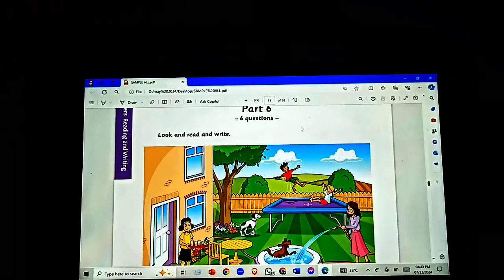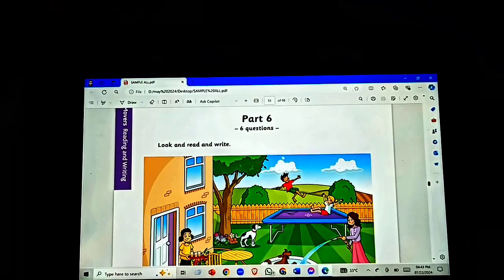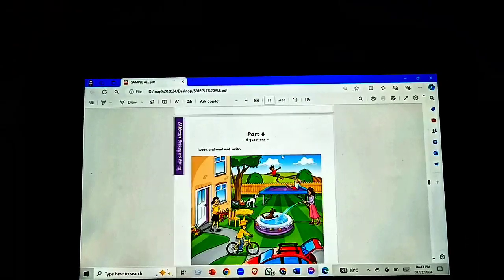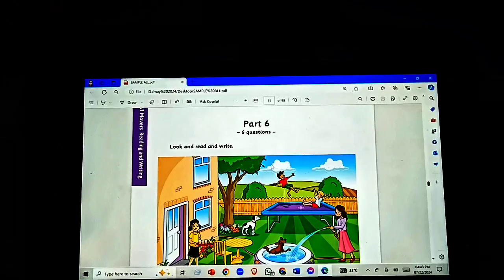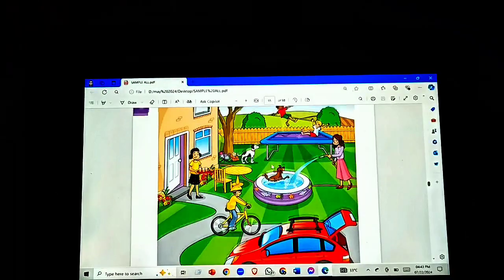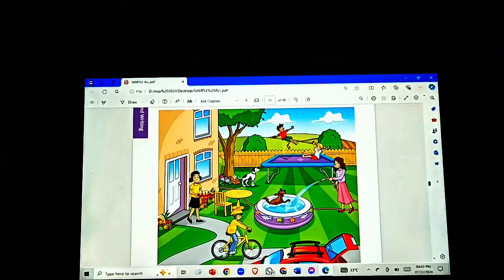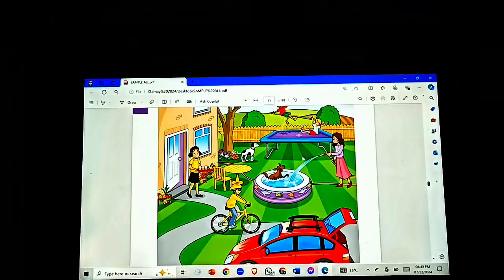Now we are coming up to part 6. This part will have 6 questions. Let us read the question. Look, read and write. So first of all, look and see these images. There are lots of people doing lots of things. That dog is really having some great moments.